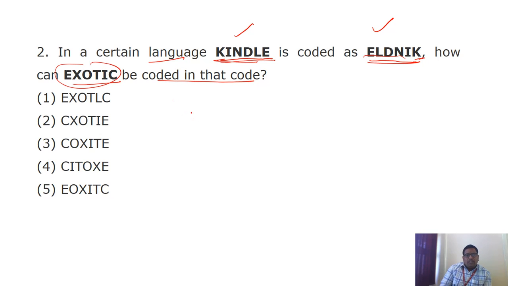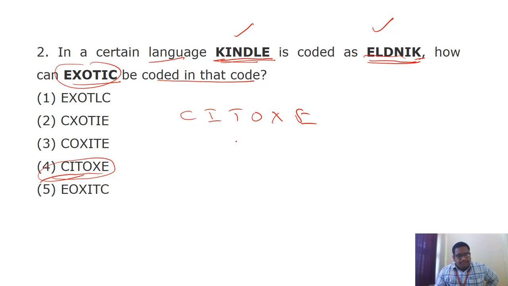Similarly, this answer will be CITOXE. That's it. Option 4 is the answer for this question. So start reading from last: EXOTIC. That's it. Exotic. Clear? Done? Okay. So next question.